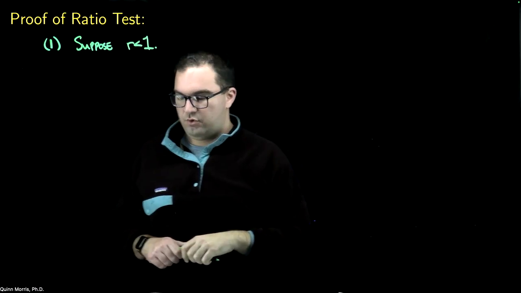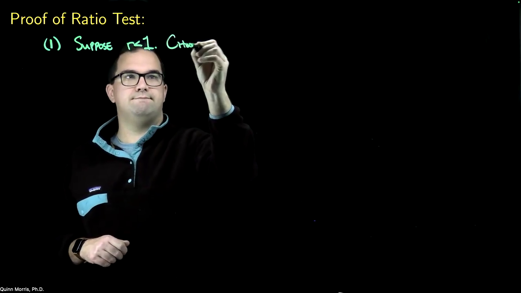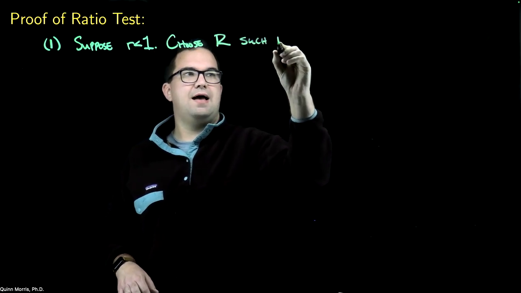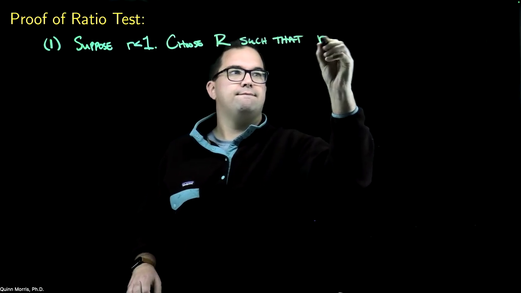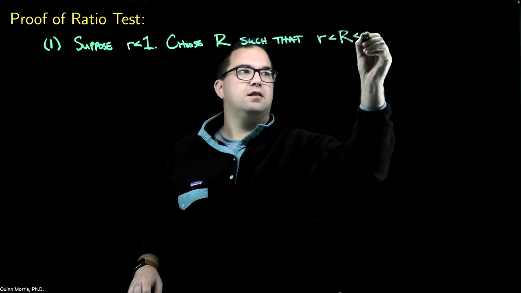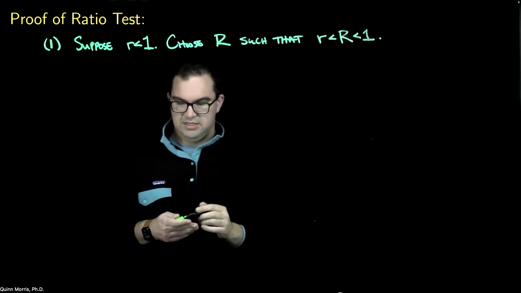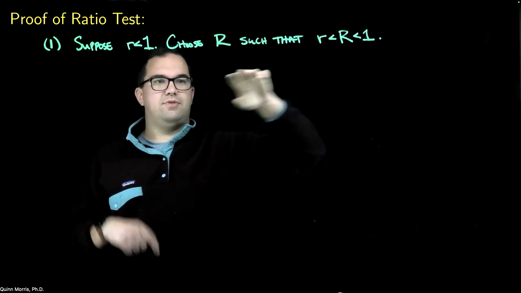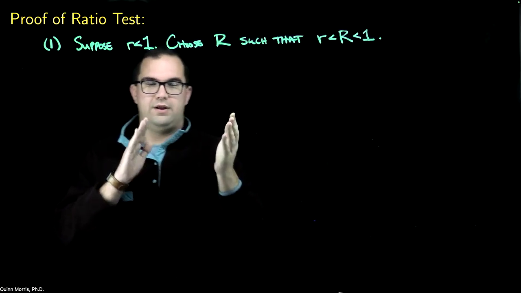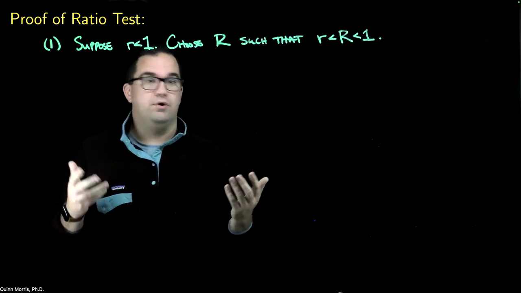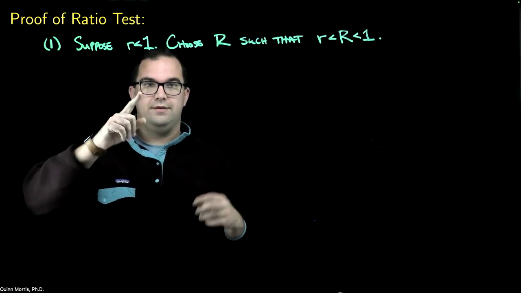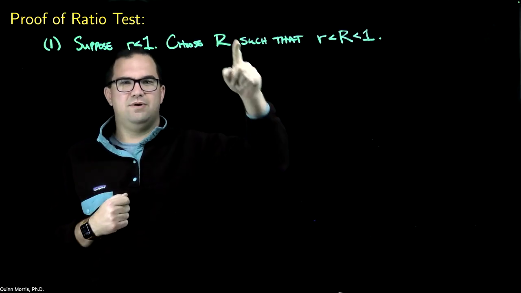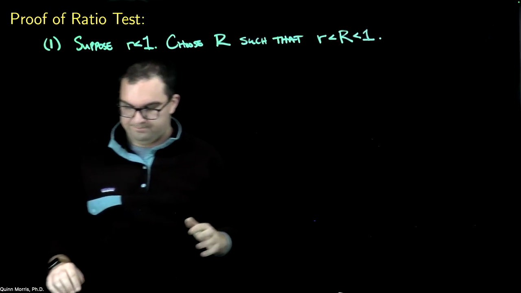And then what I'm going to do is choose a value capital R such that capital R is between little r and 1. Since little r is strictly less than 1, I can always choose some other number that's strictly between little r and 1. I could write down exactly such a number if I wanted to. For example, if you average little r and 1, that will give you a number that's strictly between these two. But we don't need that exact value, and so we'll just call such a number capital R.